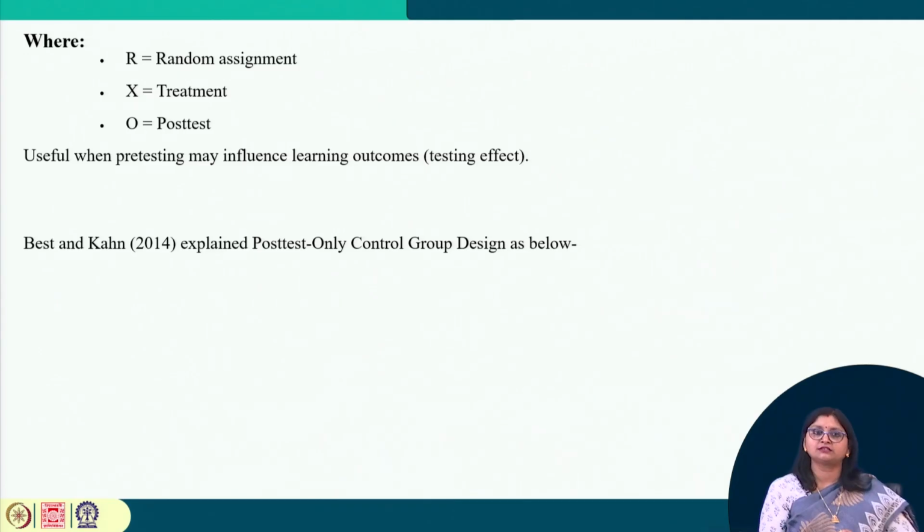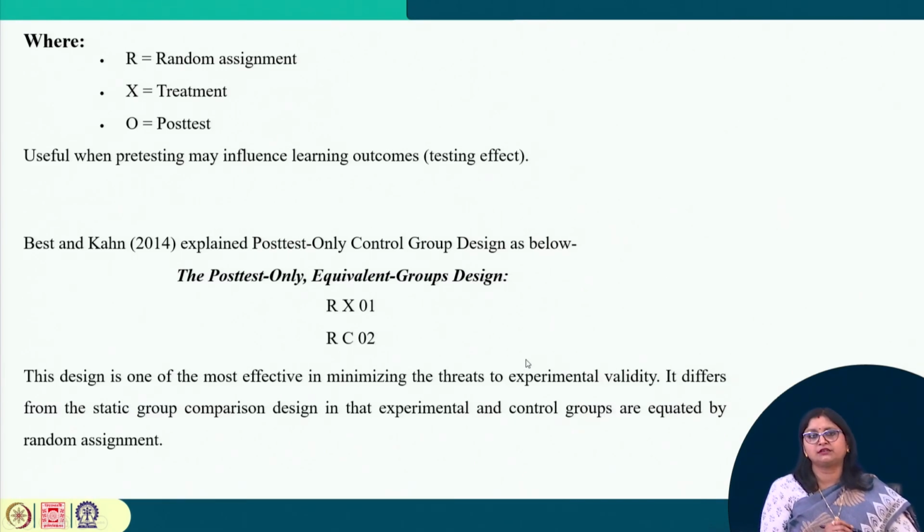Best and Kahn explain the post-test only control group design as below. They have shown in their book R, X, O1 and R, C, O2. This X is the treatment group and this is no treatment, only the control group.